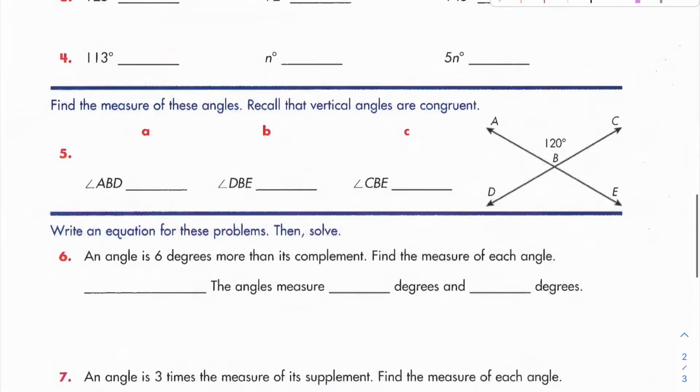On the next section, it says to find the measure of these angles, and it gives you 3 angles. And it also reminds you that vertical angles are congruent, so you will have to use that information in combination with the information that's covered in this lesson.